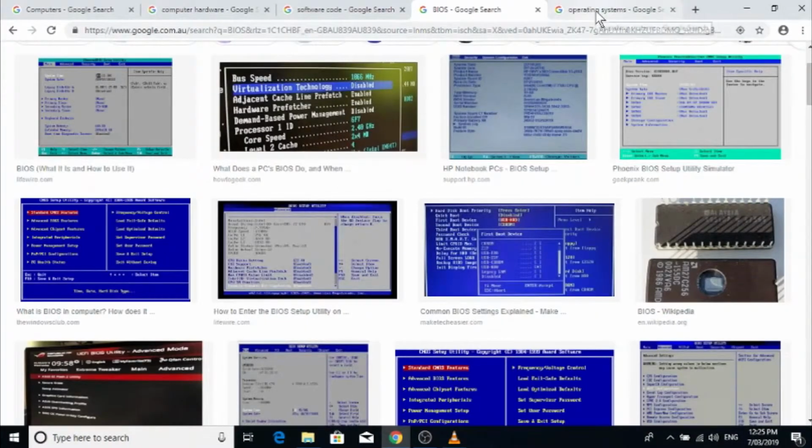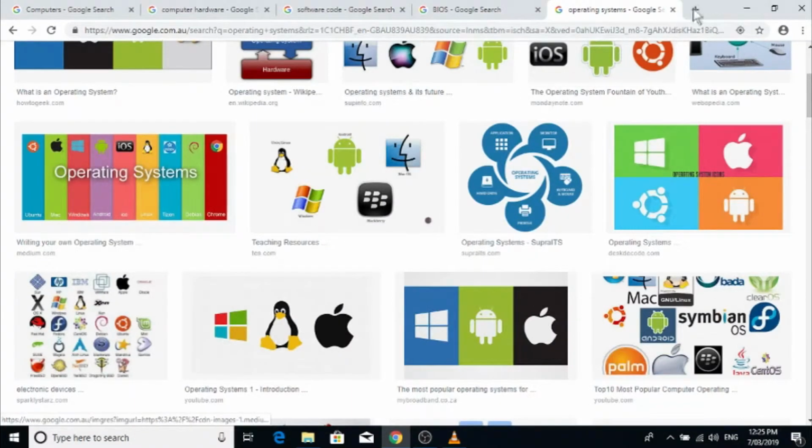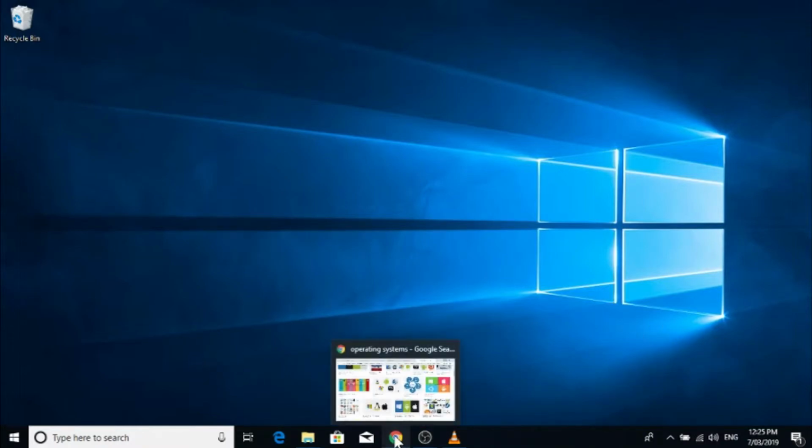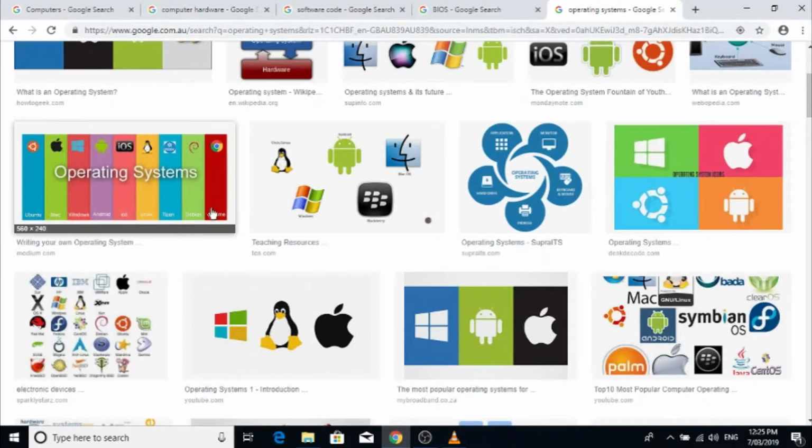The software which is commonly used to run and coordinate the hardware in the computer is known as the operating system. On this computer, I am using Windows 10. There are many different types of operating systems available.